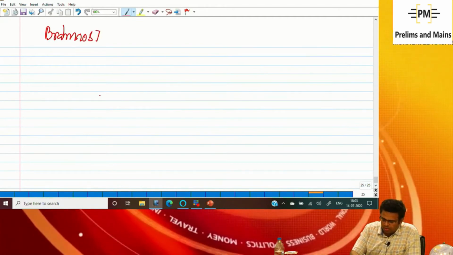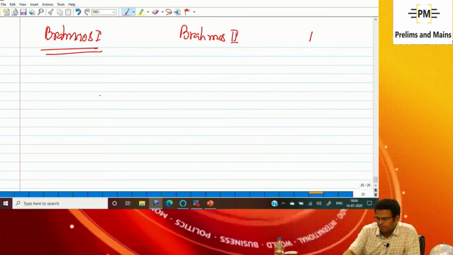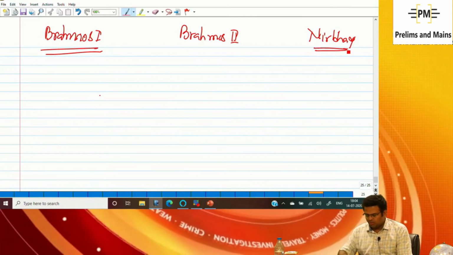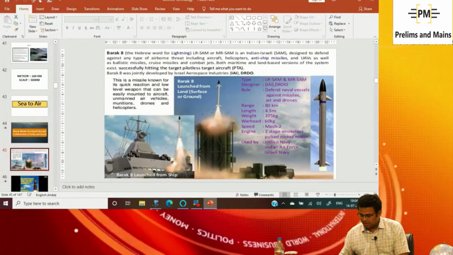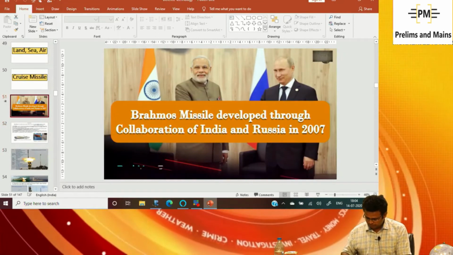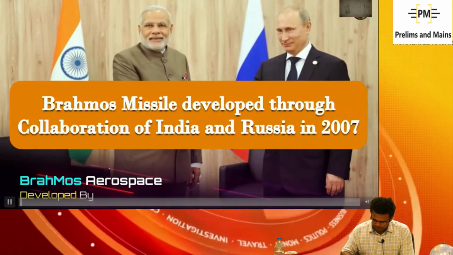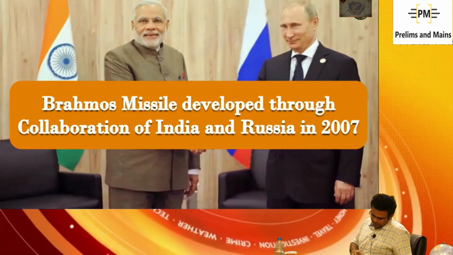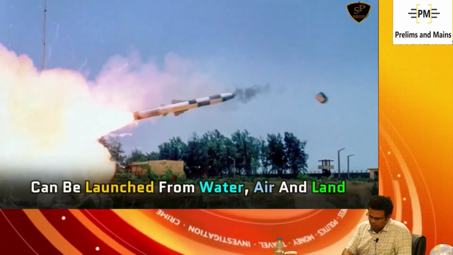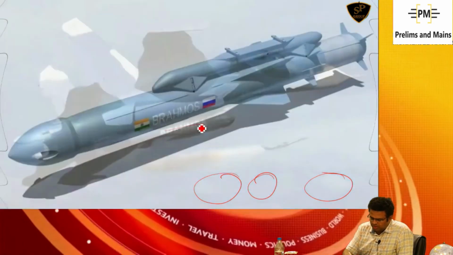BrahMos 1, BrahMos 2, Nirbhay. Let us see one movie, and thereafter one animation, of BrahMos. So here this is your BrahMos, which can be launched from water, air and land. It is from all of them. This is the BrahMos missile.